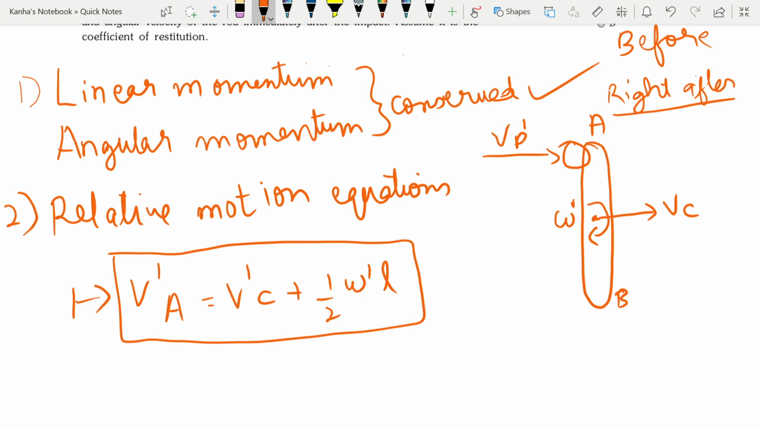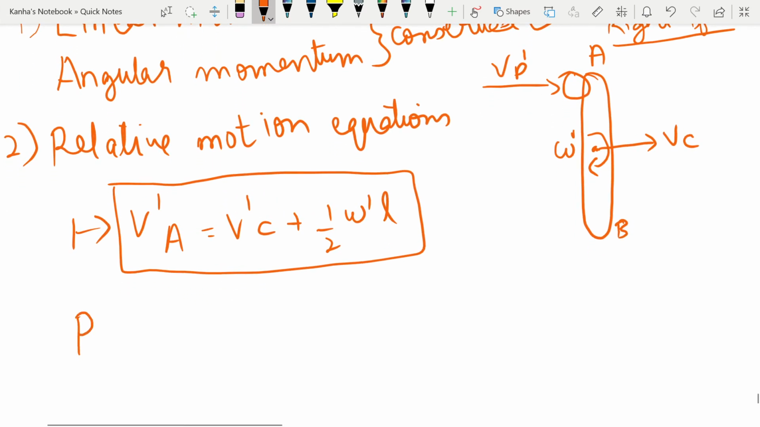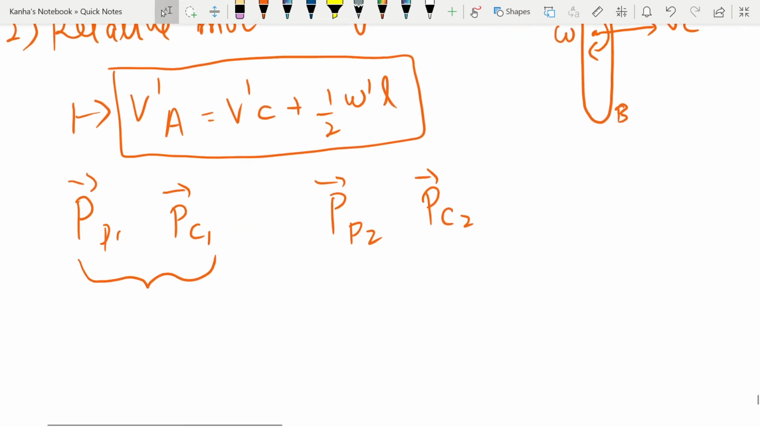Now let me denote the linear momentum of the particle and the rod before the impact to be p1 and pc1. Immediately after the impact I will just call these p2 and pc2. These are the momentums. This is before impact, this is after impact.